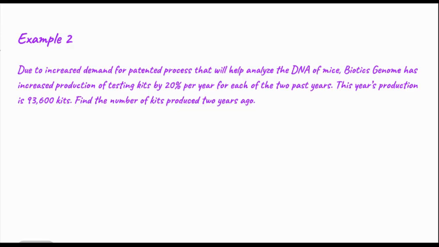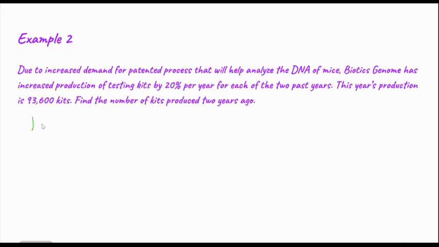Due to an increase in demand for patented processes that will help the analysis of DNA of mice, Biotics Genome has increased production of testing kits 20% per year for each of the past 2 years. This year's production is 93,600 kits. Find the number of kits produced 2 years ago. So we can do this in 2 steps.